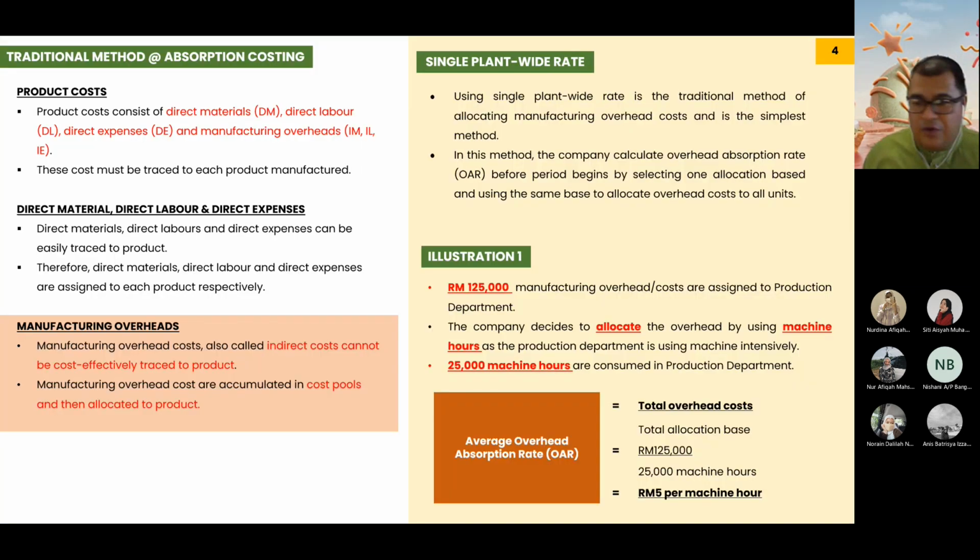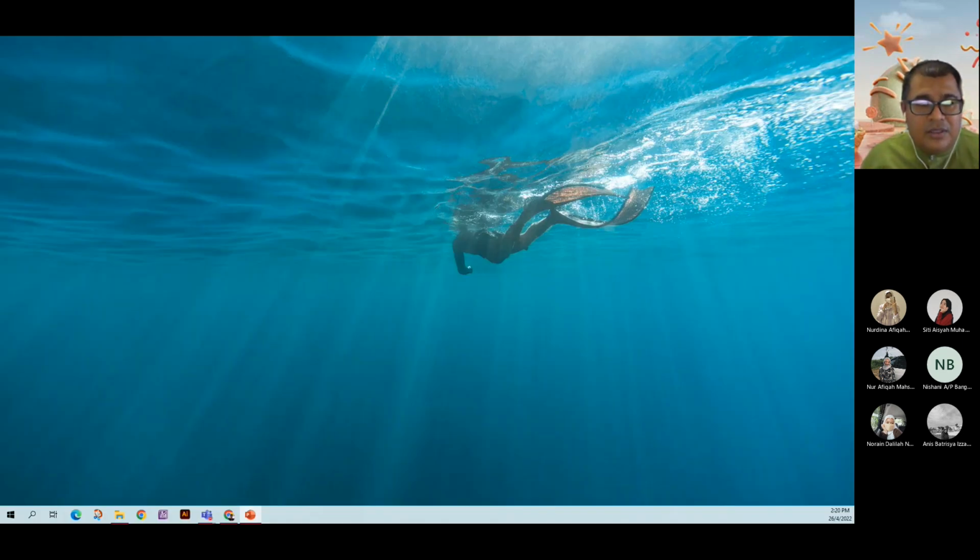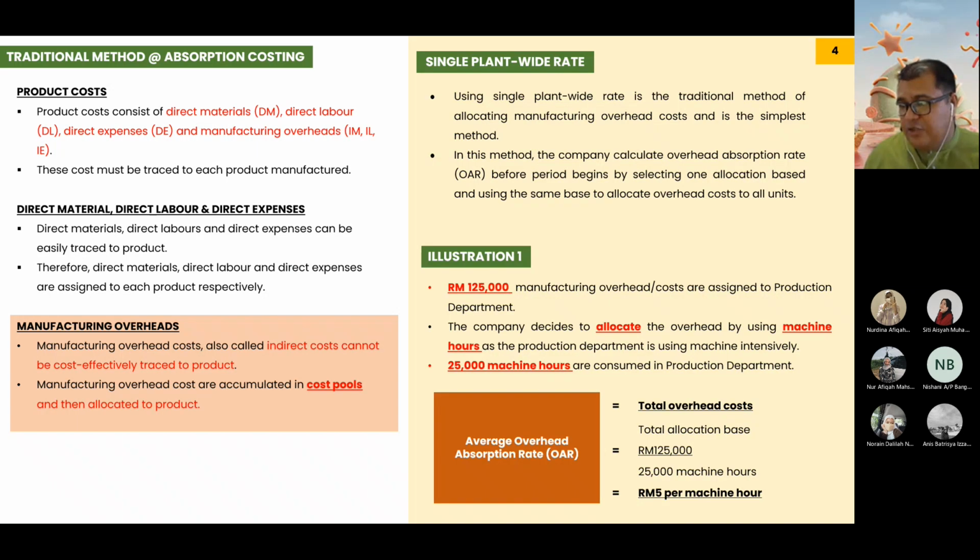Okay, so manufacturing overhead yang bawah ni, you tak boleh charge direct tau, because there is a pool expenses, a cost pool. Kat sini kita ada cost pool ni, and then allocate to product by using single plant wide rate. Kita guna single plant wide rate ni, yang this one is a traditional punya method. Kita dah belajar previously, kita guna satu sahaja rate untuk kita charge kepada setiap produk.